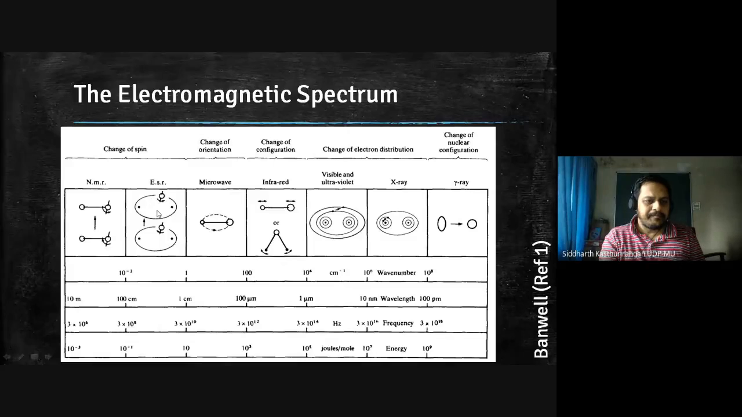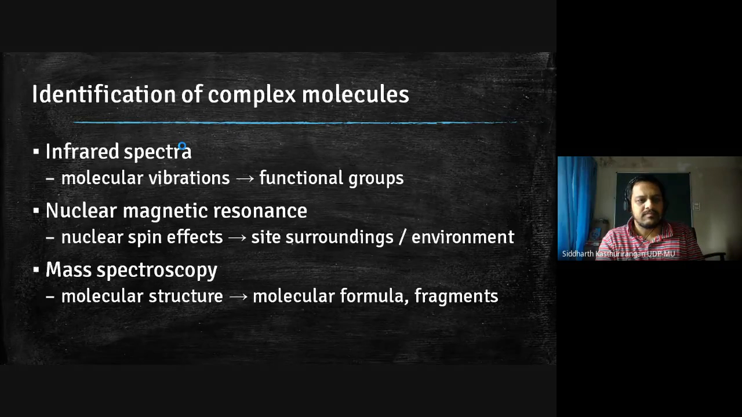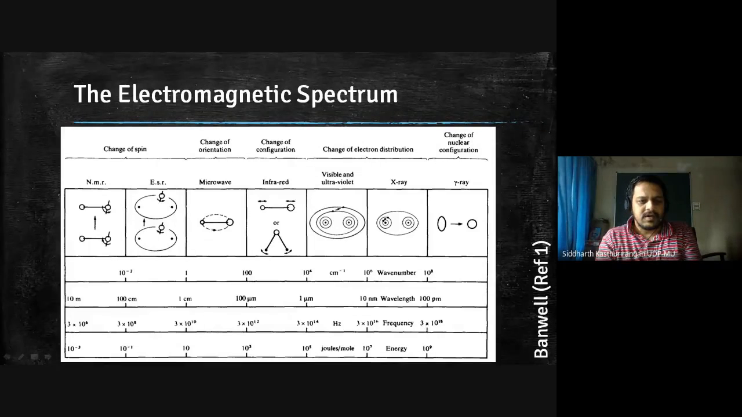And then you have electron spin resonance, which is the same thing, except that instead of the nuclear spin, it is the electron spin which is active. It's the electron spin which is active, and the reason it has higher energy is because the magnetic moment of the electron is higher.